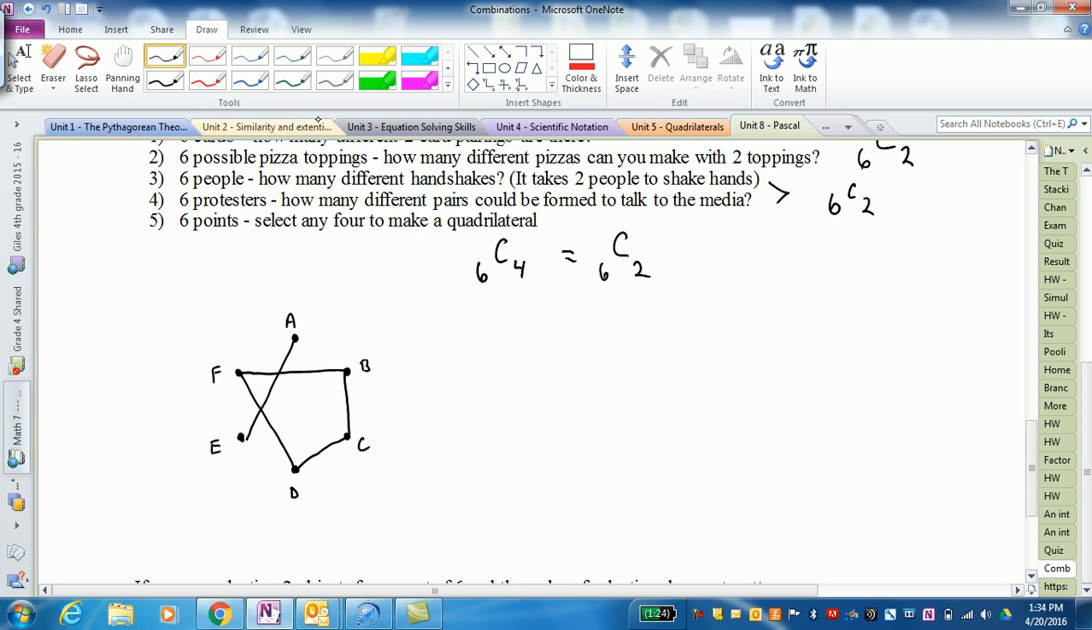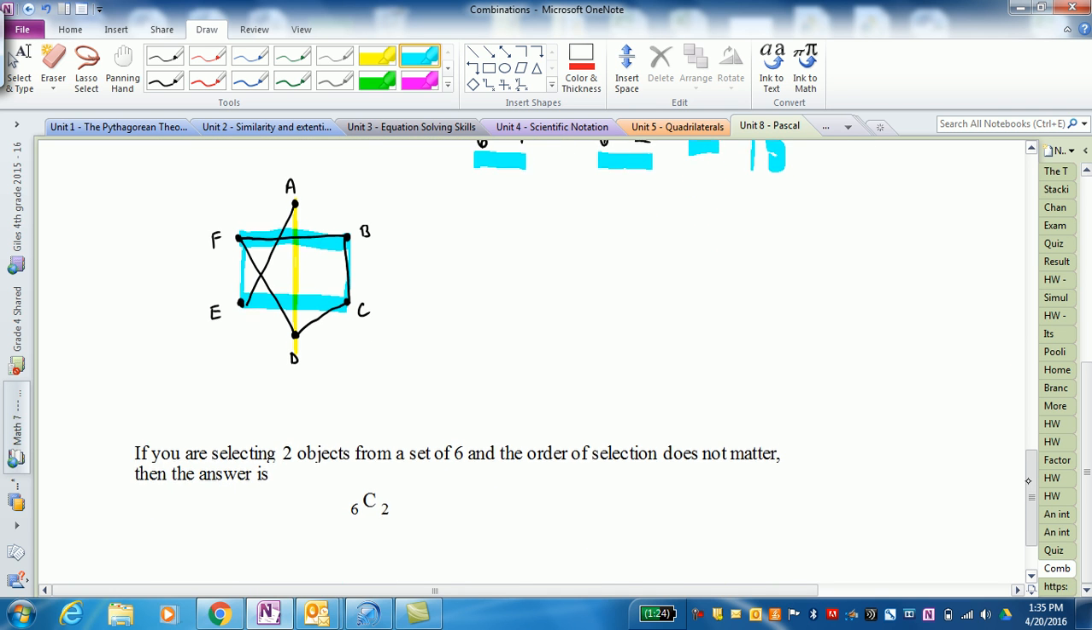So by picking any 2, you are in effect picking the other 4 to make a quadrilateral. So 6 choose 4 and 6 choose 2 are just the inverses of each other. When you pick 4, you're also picking 2 that you've left out. So these are both 15. That's combinations. We have some example problems for you to work, and I think you'll enjoy them.